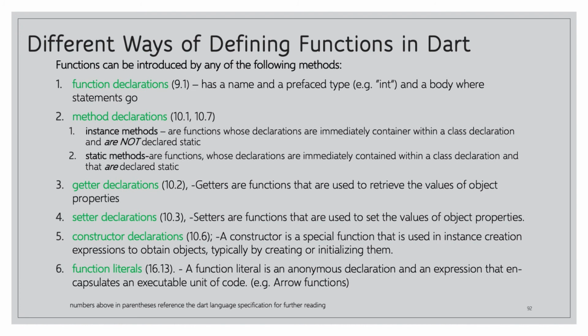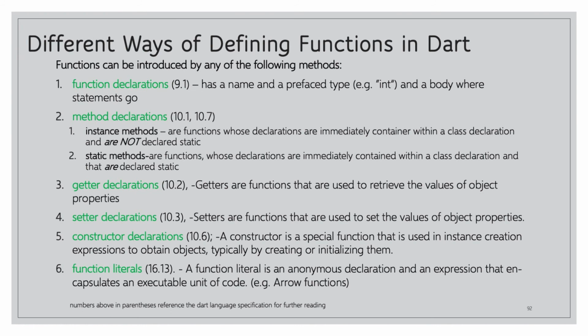Then we have getter declarations. Getters are functions that are used to retrieve values of object properties. Setters are just the opposite. Setters are functions that are used to set values of object properties. Then we have constructor declarations. Again, this is something that is specific to classes, right? Classes have this notion of a constructor. We're going to get to that.